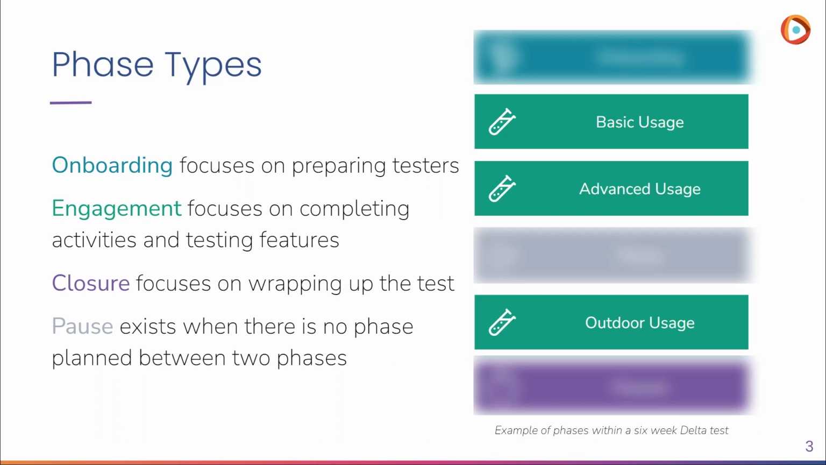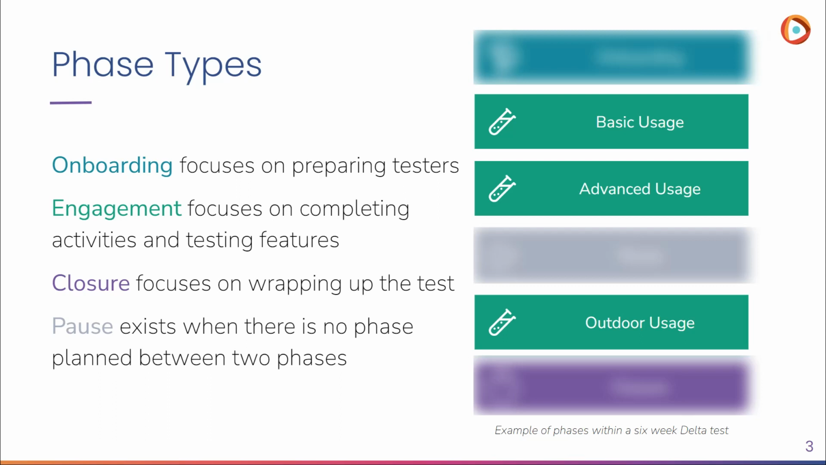Now, engagement focuses on completing activities and testing features. So we can split these up into multiple different weeks of engagement phases. You can see on the screen, we've got basic usage, advanced usage, outdoor usage, etc. And we can populate those engagement phases with specific features. So for example, basic usage would be week 1 of testing. So maybe we want our testers to focus on things like unboxing, setting up the test unit, getting accounts added and created, etc. And then when we move on to advanced usage, we're kind of diving a little deeper into the product's feature set.